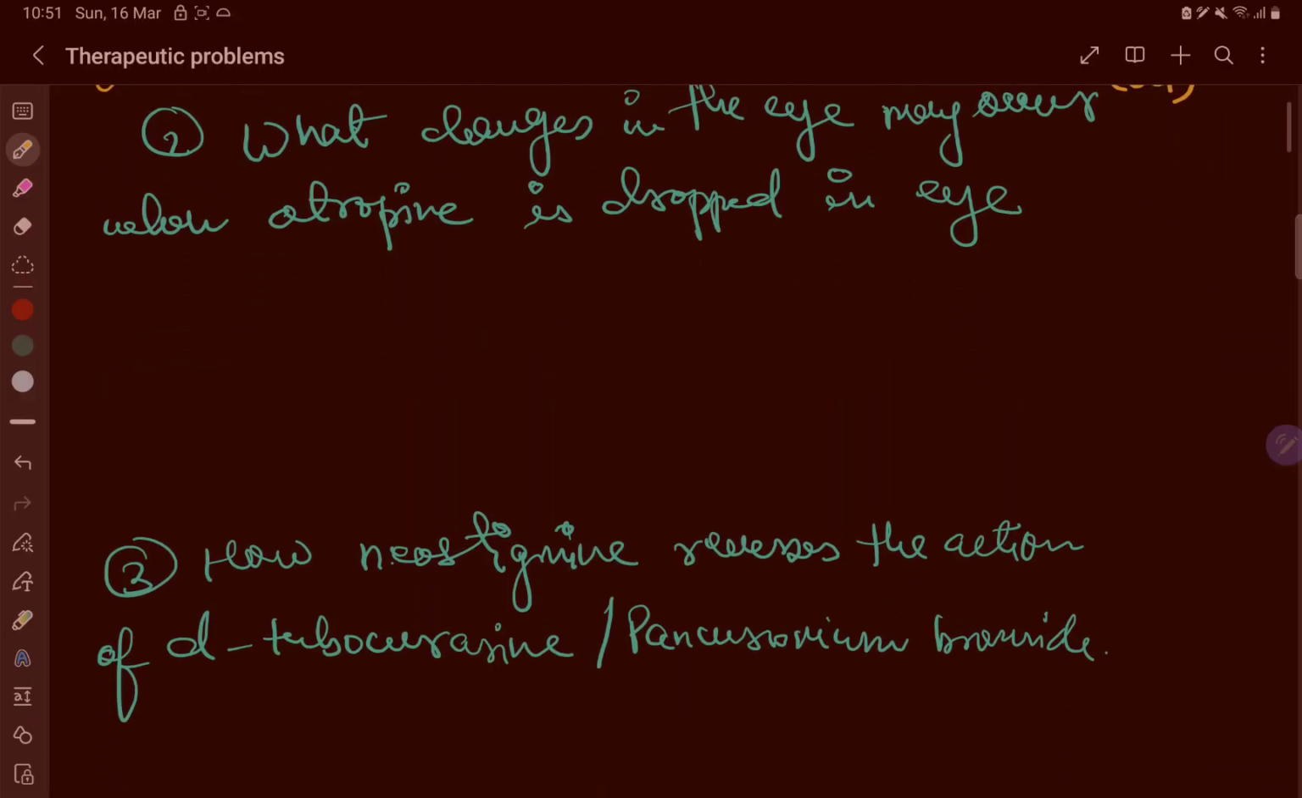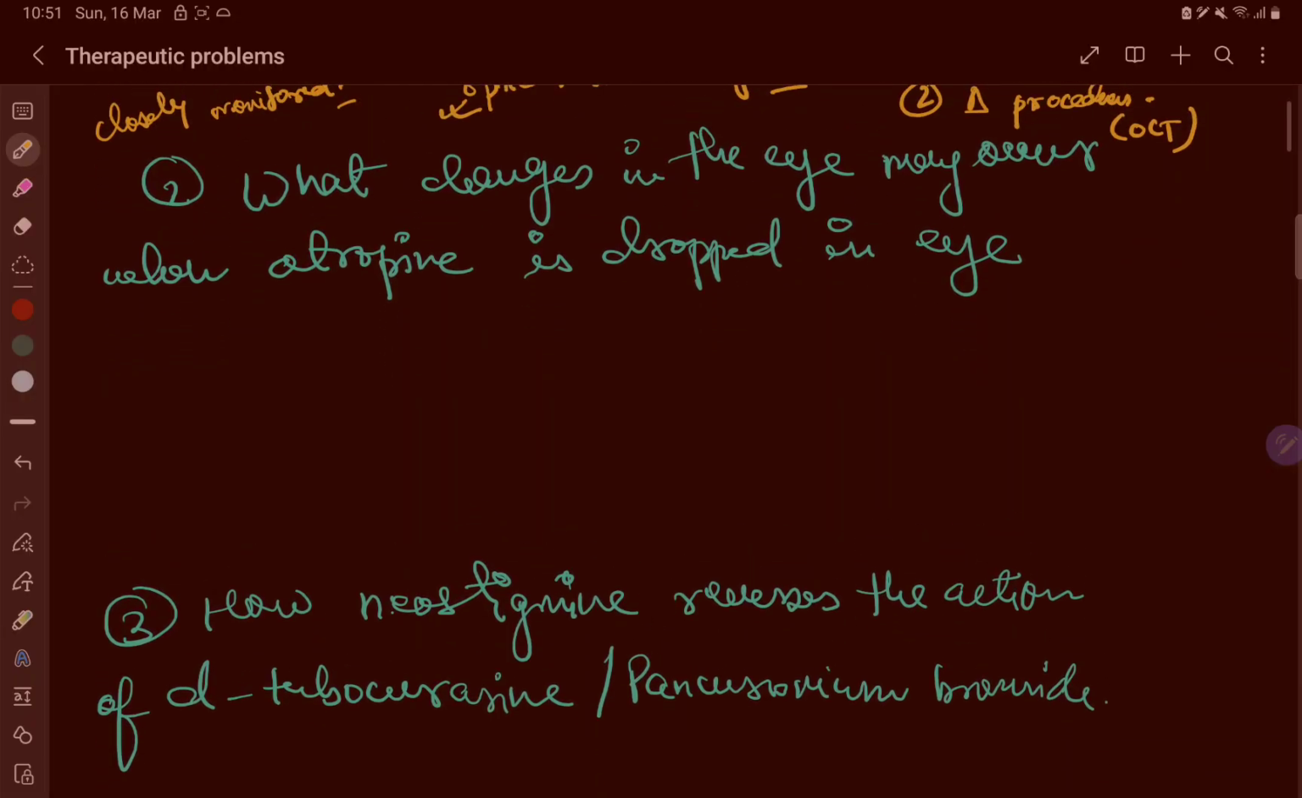Okay. Second question, what changes in the eye may occur when atropine is dropped in the eye? So what are the things which we are going to see? Let's make a list. Number one, mydriasis. Okay, so what is mydriasis? It is pupil dilation due to paralysis of the iris sphincter muscle. Okay, what is number two? Cycloplegia. What is cycloplegia? It is paralysis of ciliary muscles leading to loss of accommodation, or the focusing ability. That is cycloplegia. Third is the increased intraocular pressure.